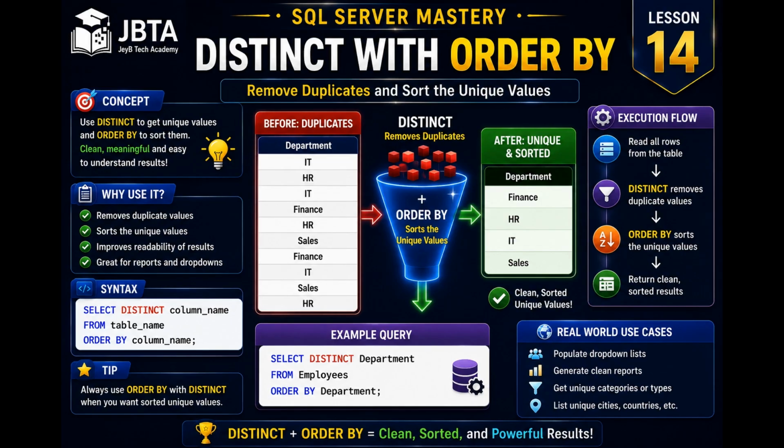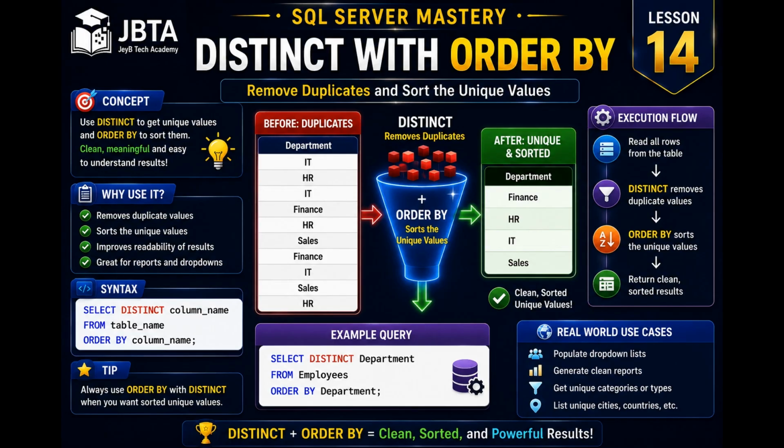Suppose your employees table contains hundreds of employee records. Many employees work in the same department. If you use only the distinct clause, SQL Server returns only the unique department names. However, the departments may appear in any order. For example, the result might display sales, then HR, then IT, then finance. Although the values are unique, the output is not well organized.